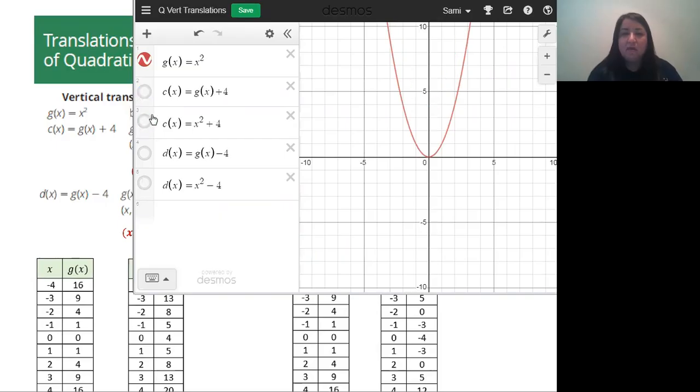That produces c of x, and I can see it lands on top of that transformed function, therefore they're equivalent. So what if I wanted to subtract 4? You might be going, well, if plus 4 was shifting up 4 units, and this is a vertical translation, this should shift down 4 units, and it does. If I wanted to rewrite that in terms of my function x squared, I could substitute that in for g of x and get the function d of x equals x squared minus 4. And you can see it does land on top, so therefore they are equivalent.